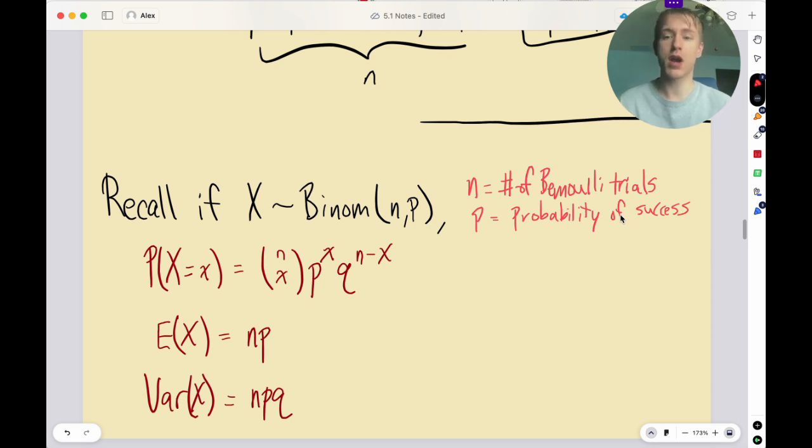We had these three properties. The first one is that the probability that your random variable takes on this many successes is n choose x times p to the x power times q to the n minus x power, where q is just 1 minus p, or the probability of a failure. The expected value of the binomial distribution was just n times p, and the variance was n times p times q. We proved all of that last time, so let's dive right into an example.